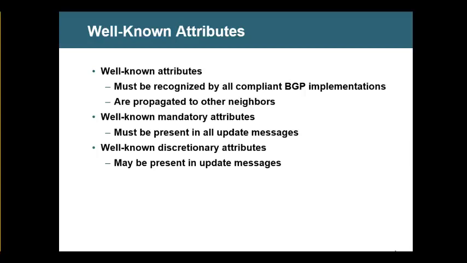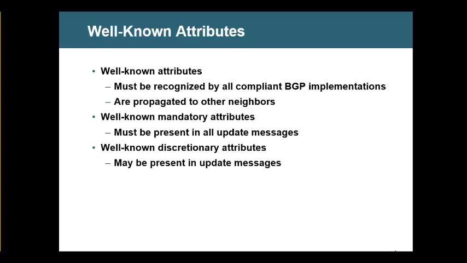When a router sends an update about some destination network, along with the destination network information, this attribute is sent. Always sent, because it must be present on every BGP update. It's well known and always present.